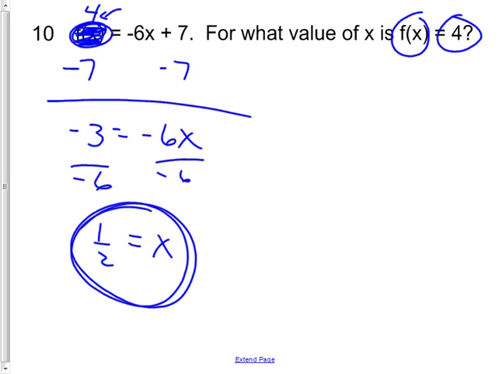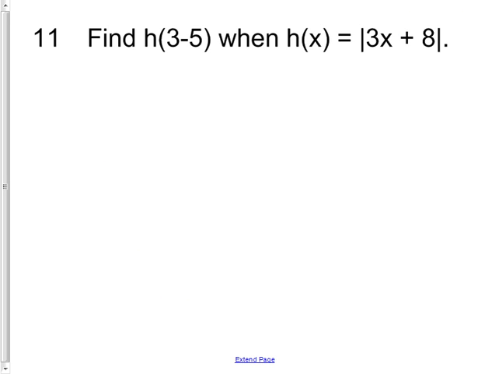Okay, good. Then, 11. Find h of 3 minus 5. Well, it's really simple if you know that you can subtract the 3 minus the 5. What do you get? So it's really just find h of -2, and then you stick the -2 in here. That'll be easy. Okay, moving on.